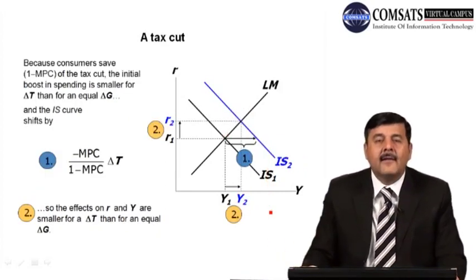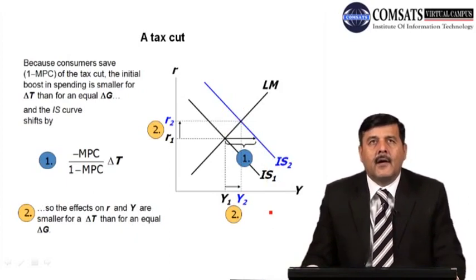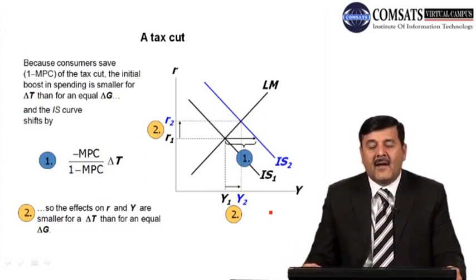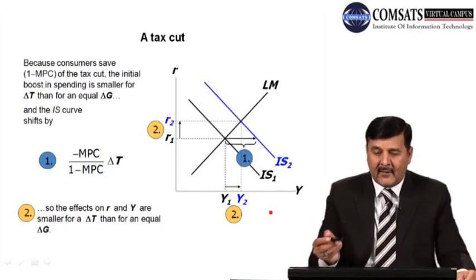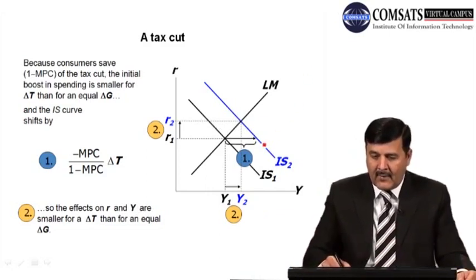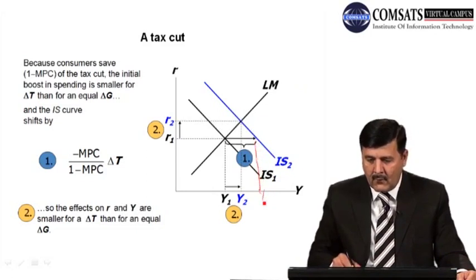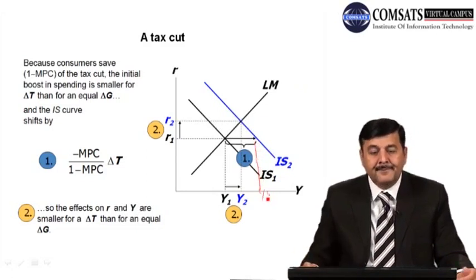Now we'll see the second tool of fiscal policy, which is taxes. A tax cut. As the government cuts taxes, what will happen? This will shift the IS curve to the right. In the same way, at the same rate of interest, income increases from Y1 to Y3, right?